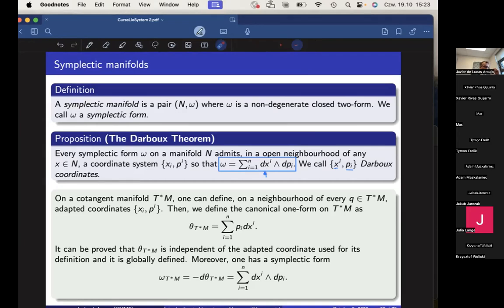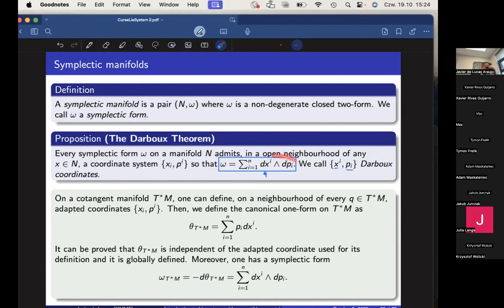called Darboux coordinates, or canonical coordinates too. So the Darboux theorem tells you that you always have locally n coordinates that play the role of configuration coordinates and n coordinates that play the role of moments, like in classical mechanics, for example.